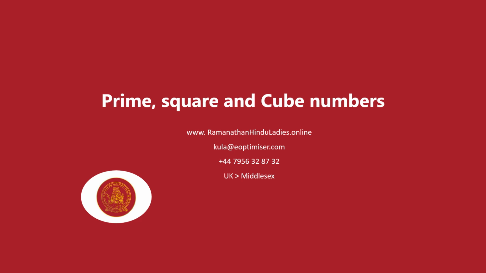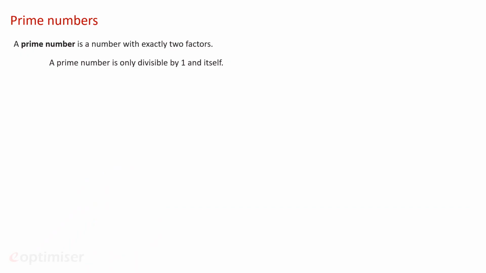In this lesson, we will learn what prime, square, and cube numbers are. So what is a prime number? A prime number is a number with exactly two factors. It is a number that can be divided only by itself or 1. If a number can be divided by either 1 or itself, then that number is called a prime number.